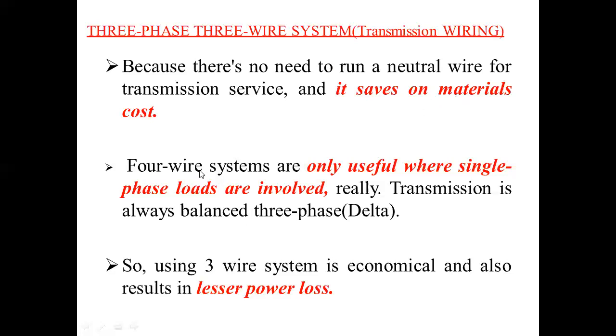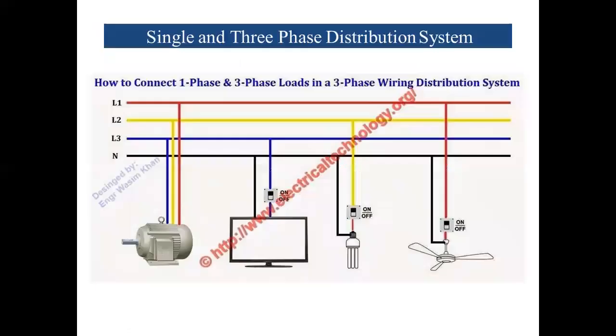If you look at the 4-wire system, it is only useful where single phase loads are involved. For single phase loads, we require one phase and one neutral. So in the 4-wire system, we have 3 phase wires and one neutral wire, so that we can easily tap one phase out of the 3 live wires, and with the neutral wire available, single phase supply can be taken from the 4-wire system. Using the 3-wire system is economical and also results in lesser power loss. That is the advantage of the 3-phase 3-wire system.